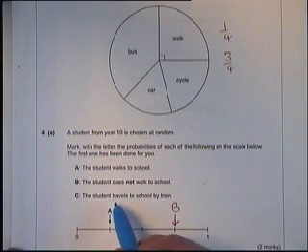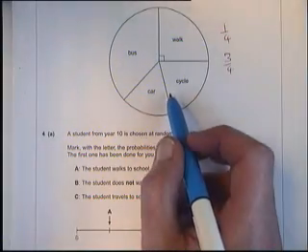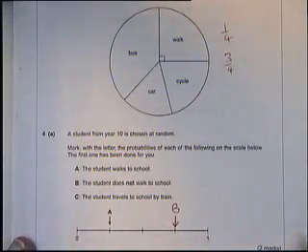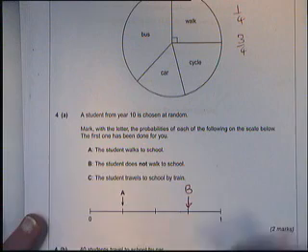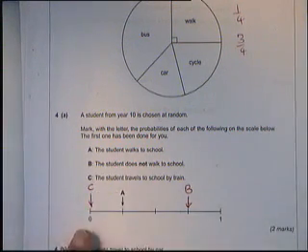C, the student travels to school by train. Train isn't on here at all. There is no train. Nobody comes to school by train. So if nobody comes, if it's impossible, that is 0 down here. So we need our C pointing at 0.